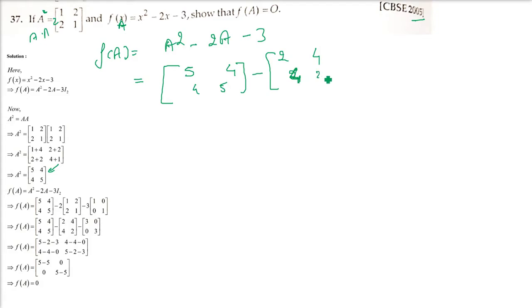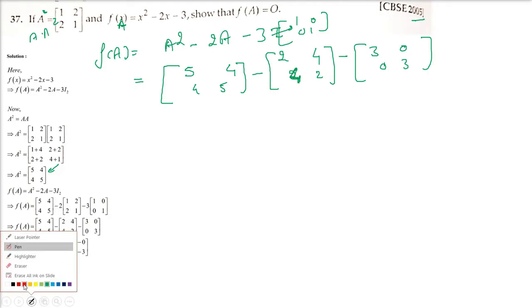Okay. Then minus 3 times I. It has to be, it will always be the identity matrix. So it will be 3 on the diagonal: 3, 0, 0, 3. Now let us compute. Let me show you here.